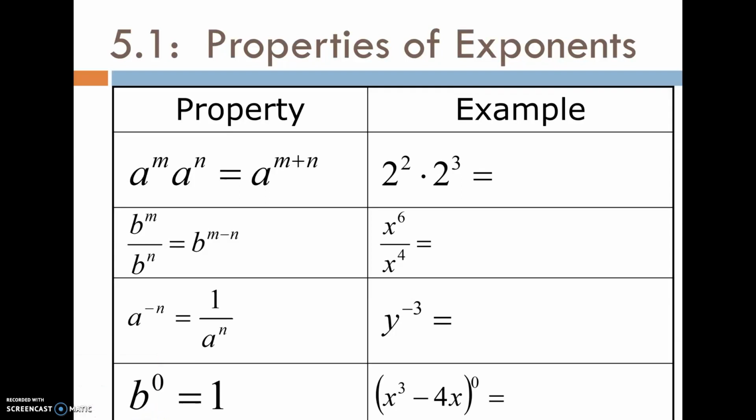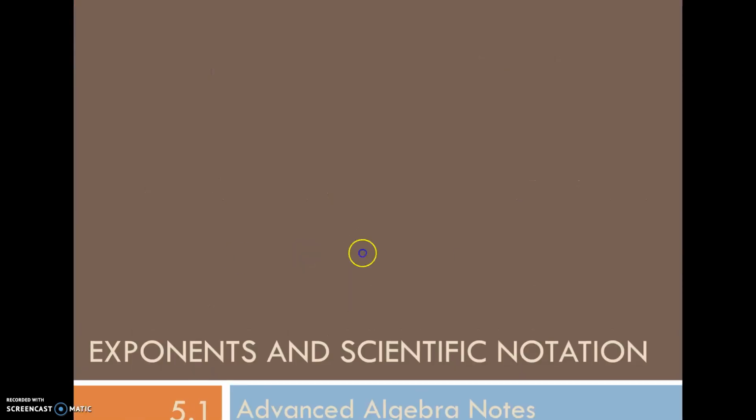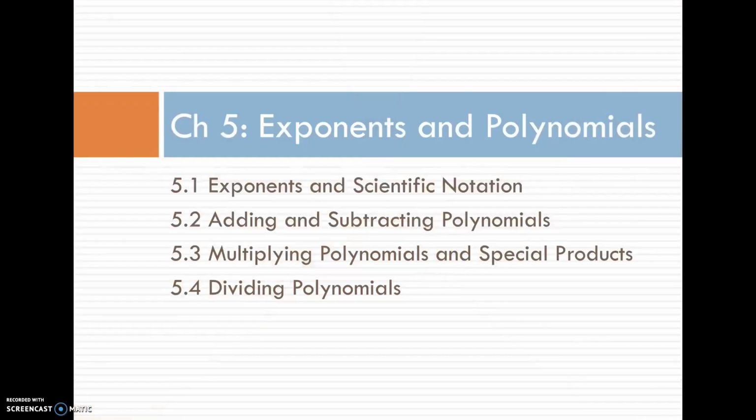Today we're going to talk about properties of exponents and scientific notation. Here's an overview of what we're going to be doing in Chapter 5. It is a fairly short chapter with only 4 sections.